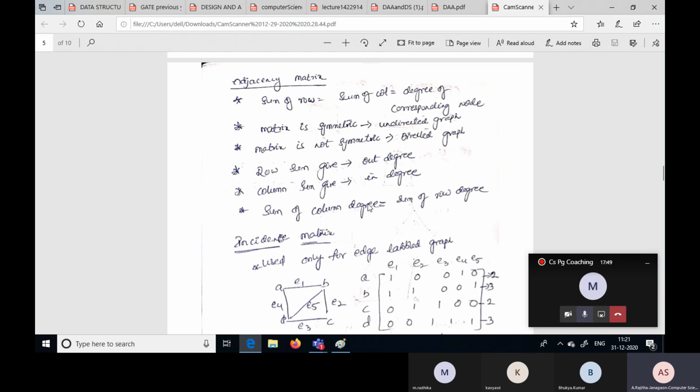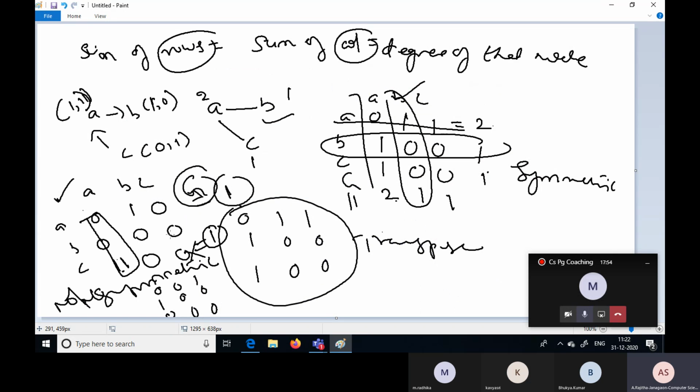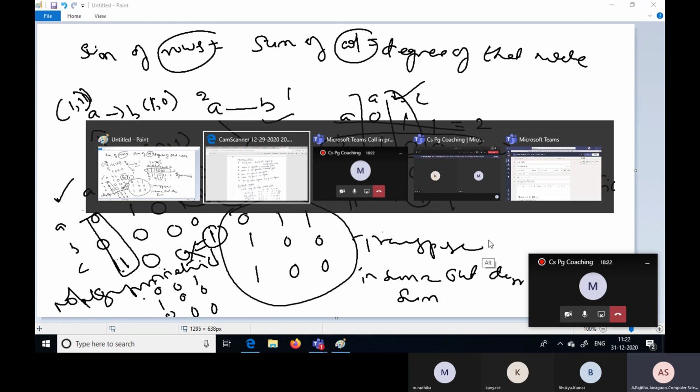And one more: the sum of column degrees is equal to the sum of row degrees. Suppose the sum of all columns equals the sum of all rows. Suppose 0 here, 1, it gives 1 0 1. And here we get 1 1 0. So 1 plus 1 is 2, here 1 plus 1 is 2. That means in degree sum equals out degree sum. Compulsorily in a directed graph, the in degree sum equals the out degree sum.